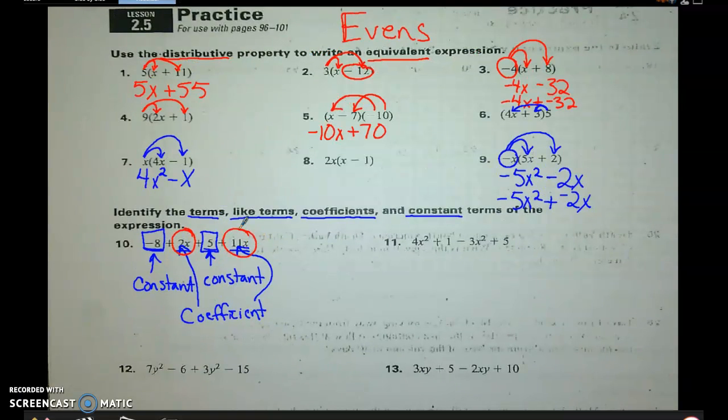Number 11. Now, I just did number 10. That is one of your even ones, so that kind of gets you a freebie. But looking at number 11, I'm looking for my terms, my like terms, coefficients, and constants. So when I look at this, I see 1, 2, 3, 4 different terms. I see a 1 and a 5. They are both constants.